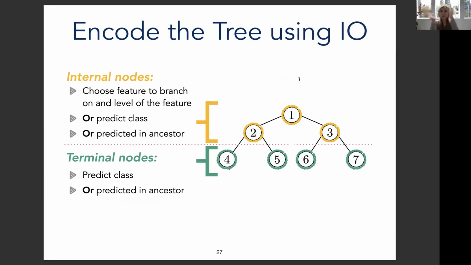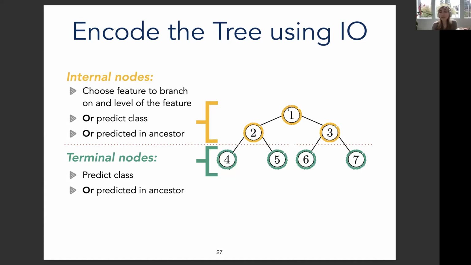I'm first going to look at encoding the tree using integer optimization. Remember, I'm optimizing over trees where we're allowed to stop early, meaning that we can make a prediction at an internal node of a tree, in which case you can think of pruning out any descendants. My decisions at the internal nodes of the tree are either I can branch, in which case I need to choose a feature to branch on and a level for the feature. Alternatively, I can decide to predict a class.